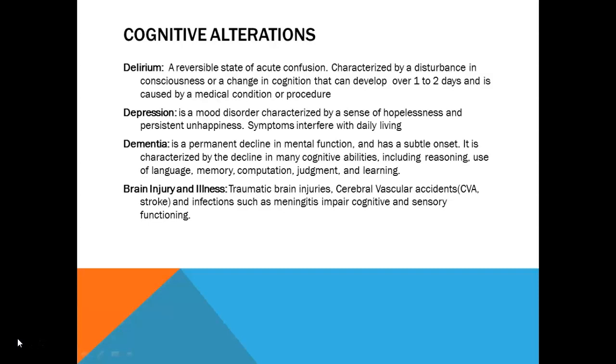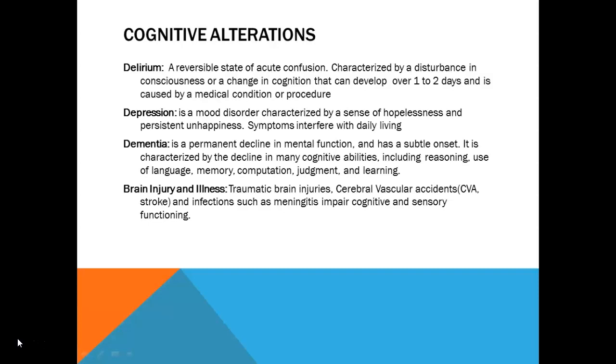But delirium, which is a reversible state of acute confusion, is characterized by a disturbance in consciousness or a change in cognition that can develop over 1 to 2 days and is caused by a medical condition or procedure. Depression is a mood disorder characterized by a sense of hopelessness and persistent unhappiness. The symptoms interfere with daily living. Dementia is a permanent decline in mental function and has a subtle onset. It is characterized by a decline in many cognitive abilities, including reasoning, use of language, memory, computation, judgment, and learning.